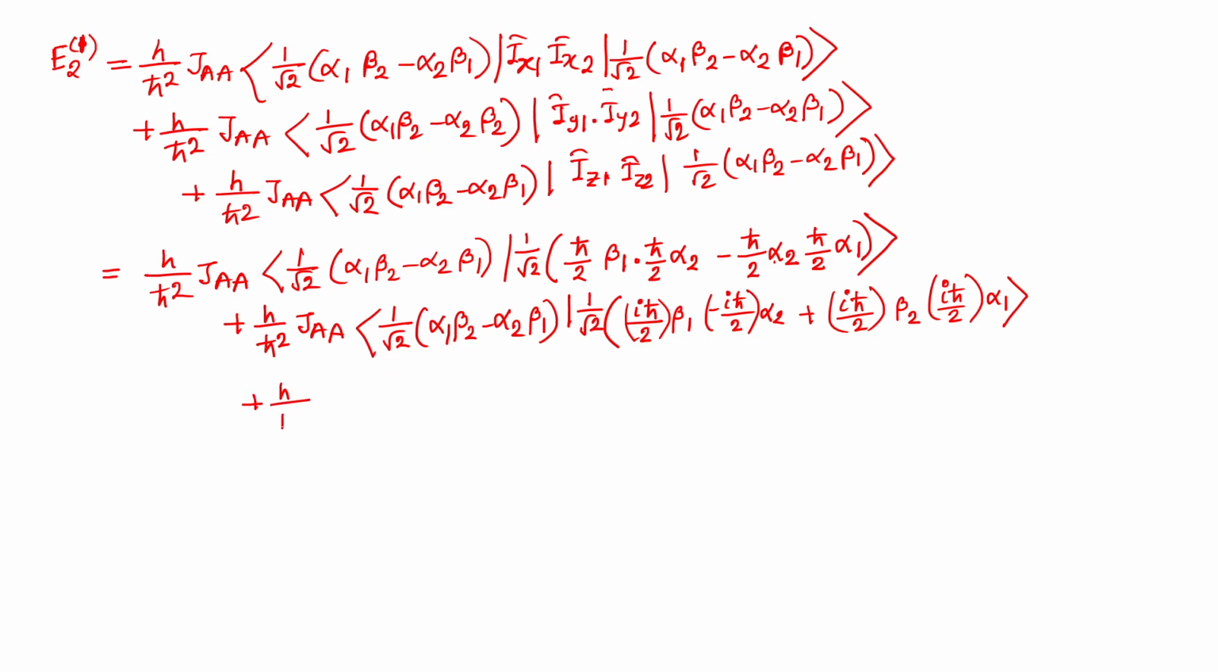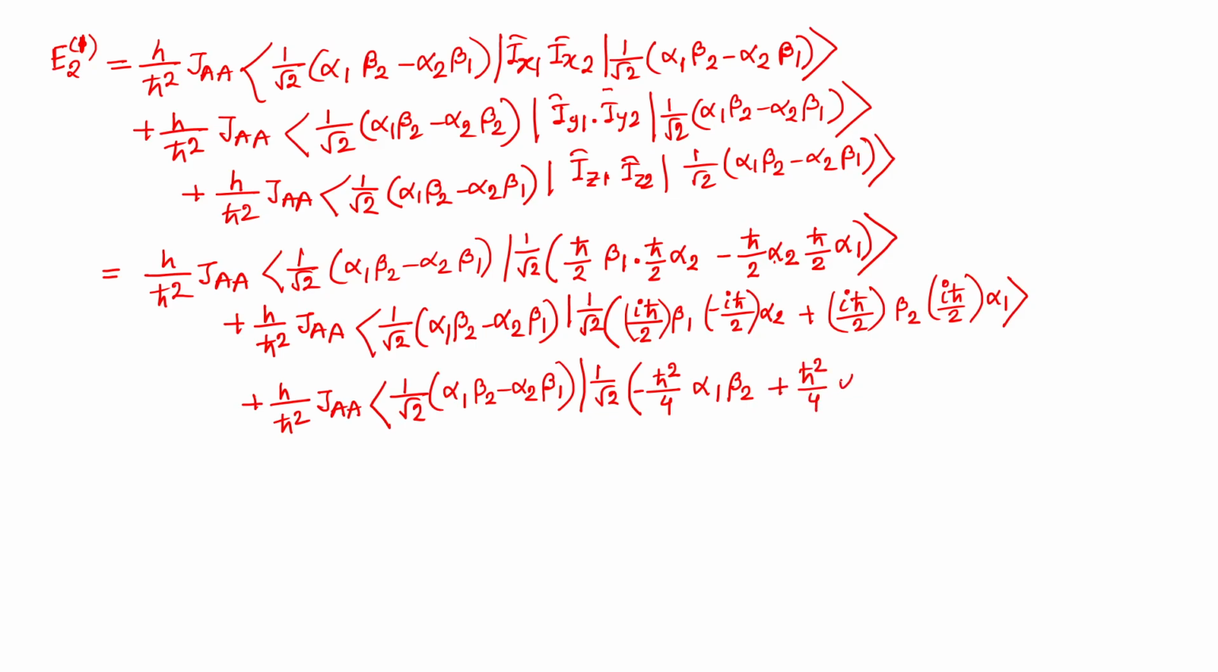Now the third term, it is going to be 1 by root 2 I_z2, this is going to be Z. So ħ square by 4 alpha 1 beta 2, as beta is there, so it will be minus, right? And minus minus plus will be here, ħ square by 4 alpha 2 beta 1. They are not going to change the value.